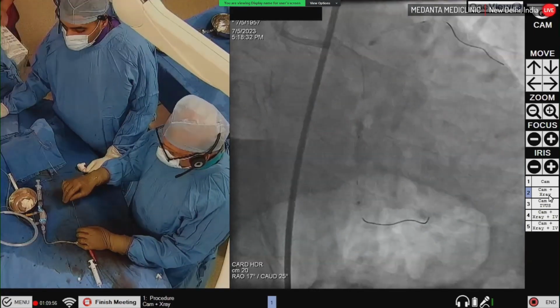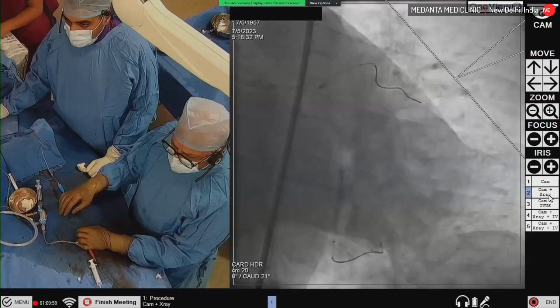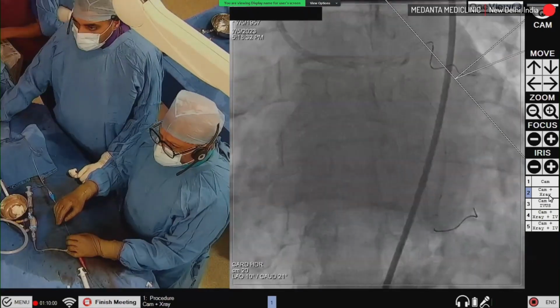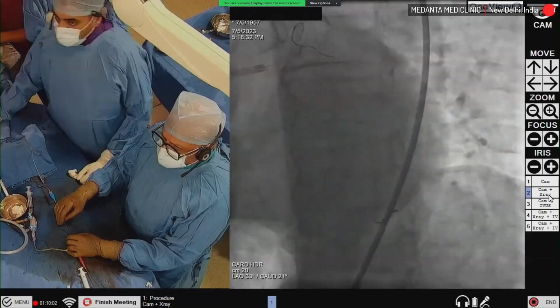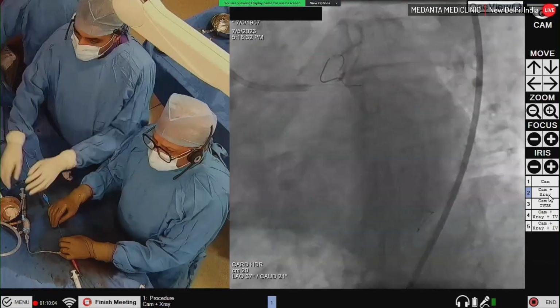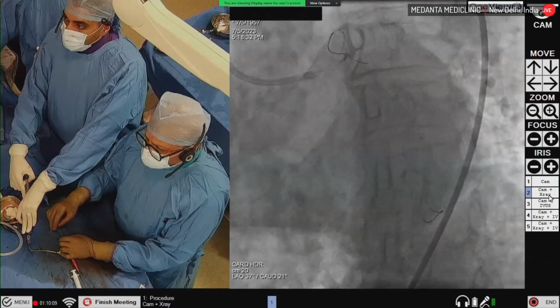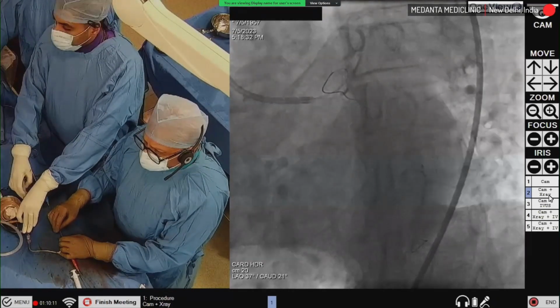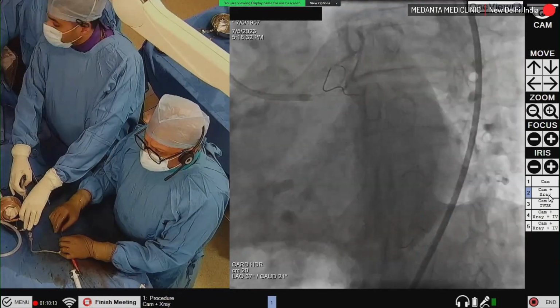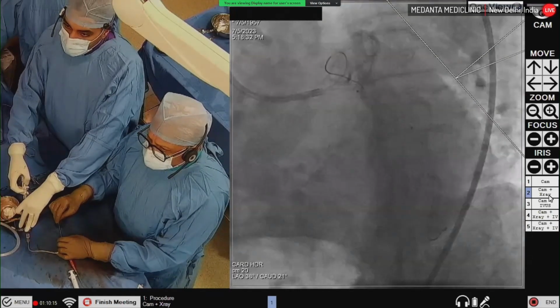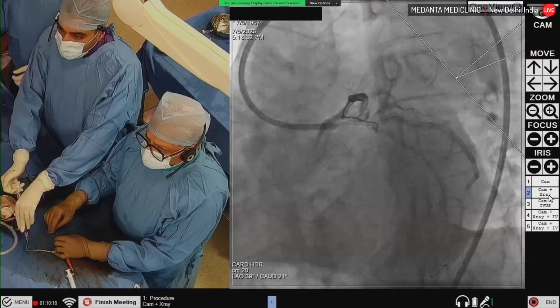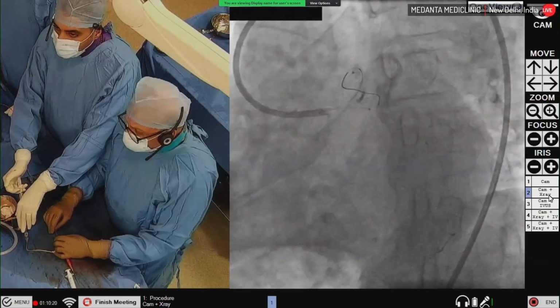Go to LAO position, please. Deflate, please. So it is 1 minute, 20 seconds. I want to use this balloon to measure the size of the stent here. Okay. Check. This is 25.